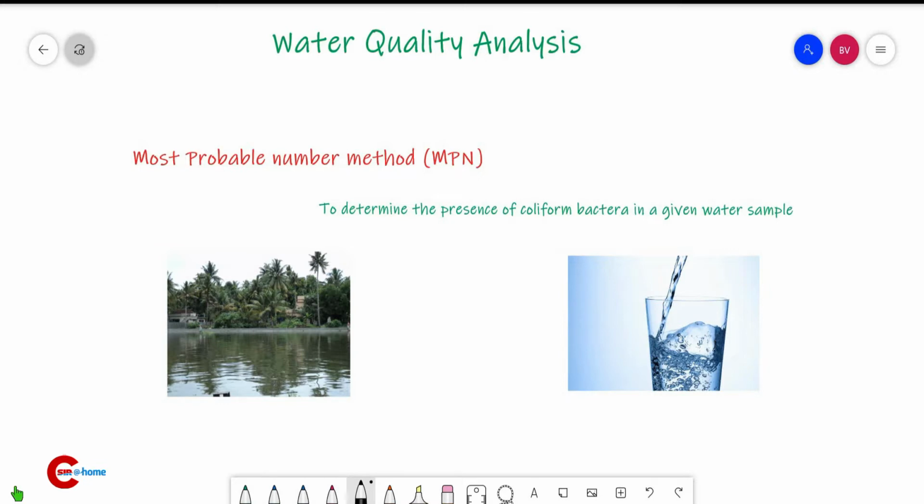In this video we will study water quality analysis, here the most probable number method. Today we will study the most probable number method. It is for coliform testing. MPN is used to determine the presence of coliform bacteria in a given water sample.